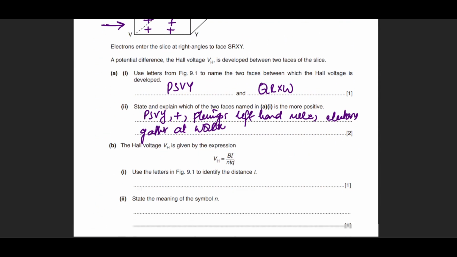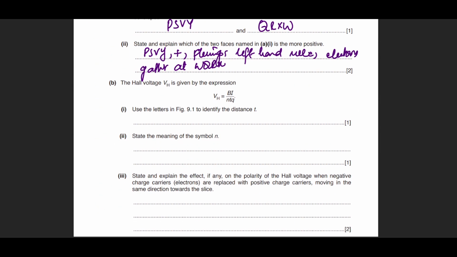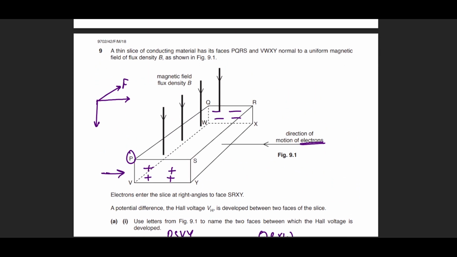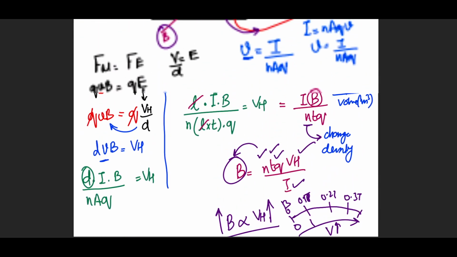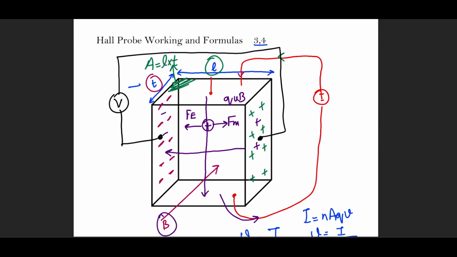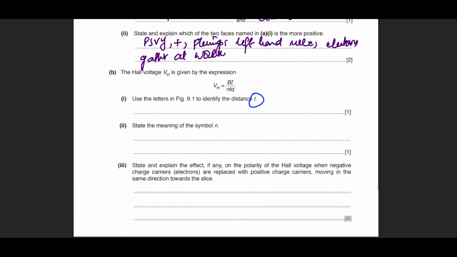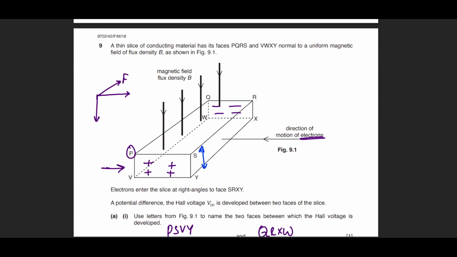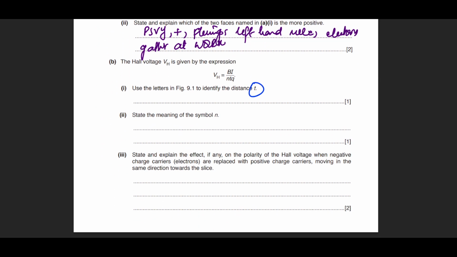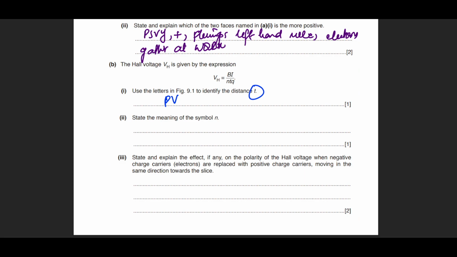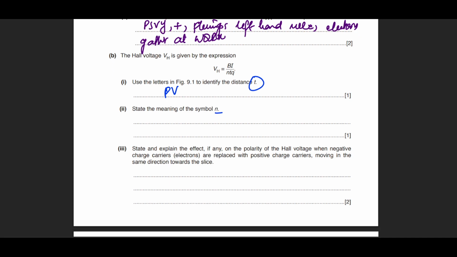Okay, so then he asks you to identify the thickness T. In this case, the thickness T will be this way. Whatever surface the Hall voltage is set up on, its alternate length is the thickness, as we have done in this case as well, where this was labeled as the thickness of the slice. So over here, the T will actually be PV, SY, RX, QW, whatever variable you're comfortable with, you can use that over here. It says state the meaning of N. Again, charge density is the number of charges per unit volume. You can write this down over here.